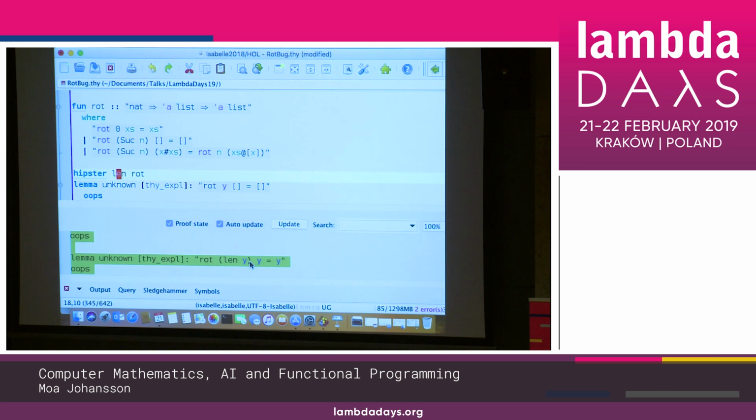So I'm not doing any proofs now. So it's still going to have a few superfluous equations in there. But at least it finds this one. If I rotate around the length, then I get back the same list. So now it found the kind of property that I expected to see there.